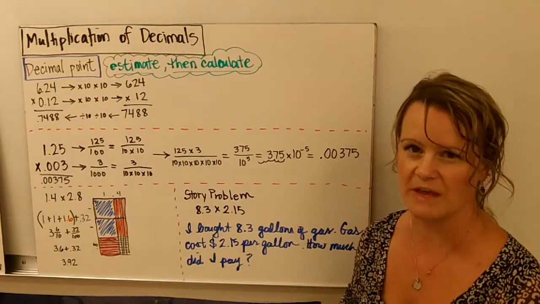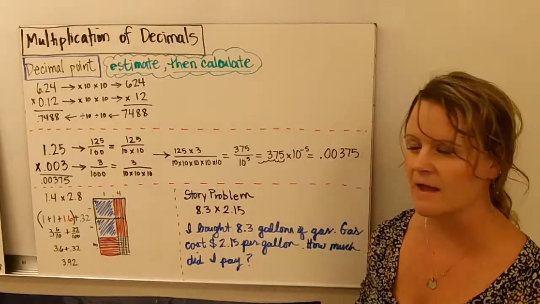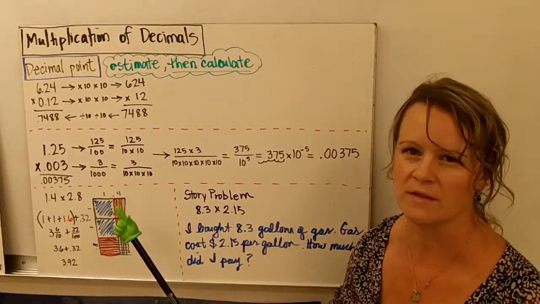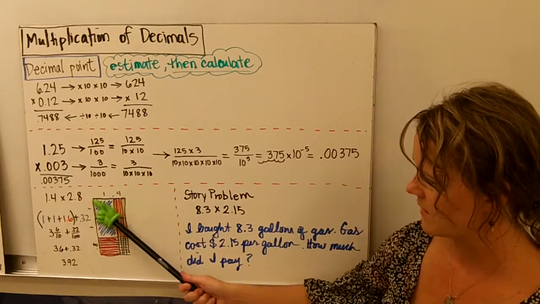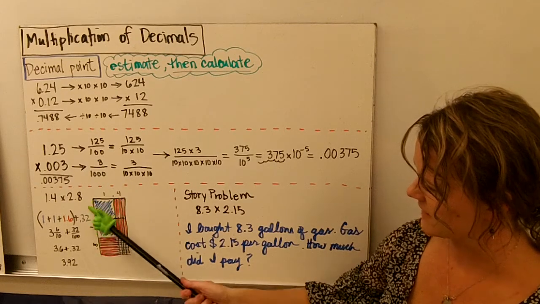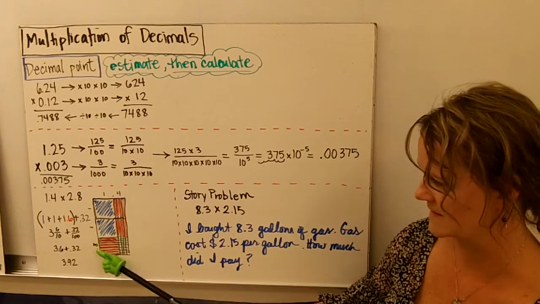Lastly, I want to talk about multiplication of decimals in terms of area. So I'm going to use 1.4 times 2.8 as the example. So here I have a square, and that's a 1 by 1 square. So here on this side, I'm showing this length as 1.4, 1 whole, and then 4/10. And then this length is my 2.8, so I show 1 whole plus another whole plus 8/10.